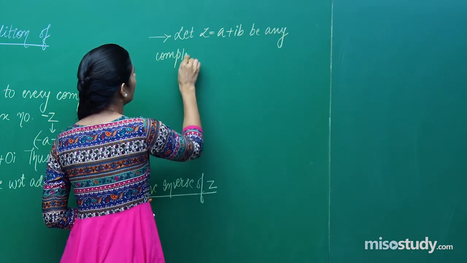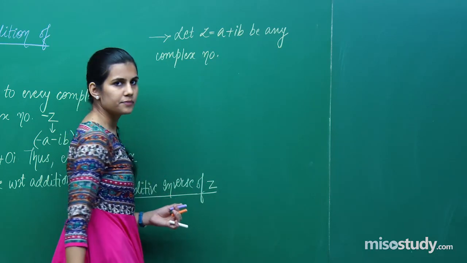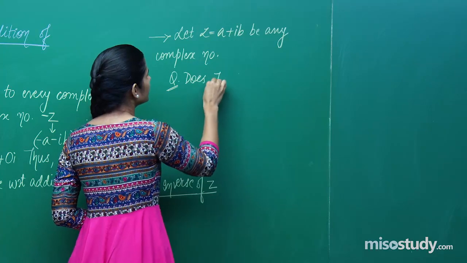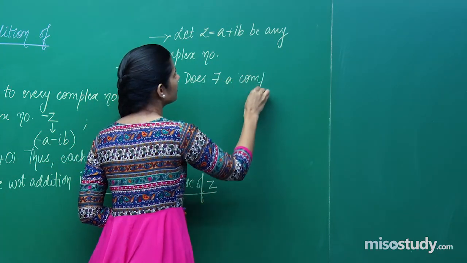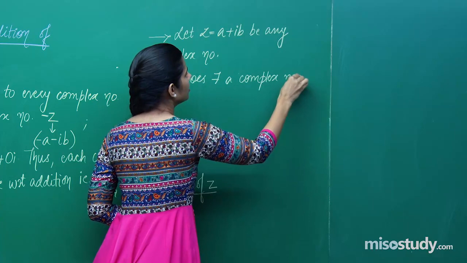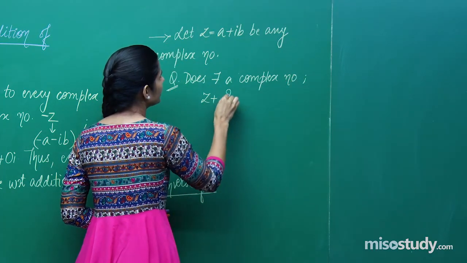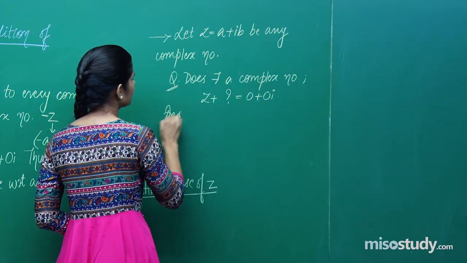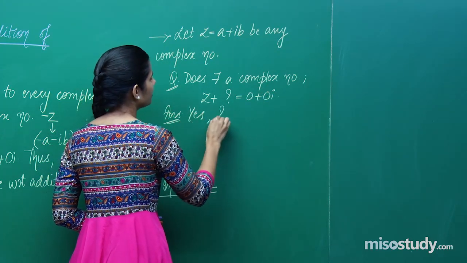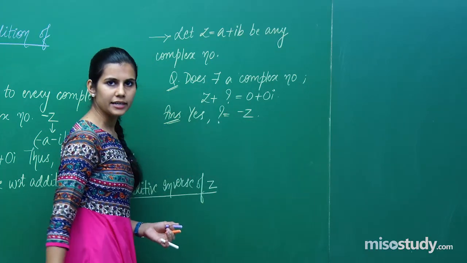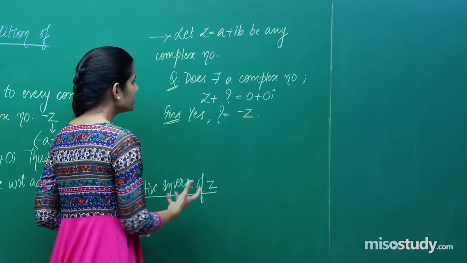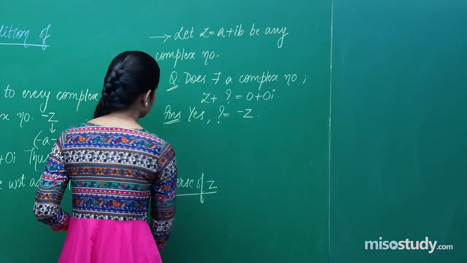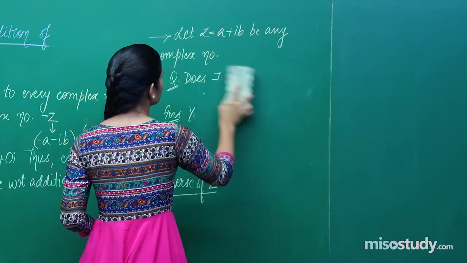Let z be any complex number. My question is, does there exist a complex number such that when z is added to that complex number, I get 0 plus 0 iota? The answer is yes, that complex number is minus z. That means when I add z with minus z, I get 0 plus 0 iota. Let's see if this is true or not.